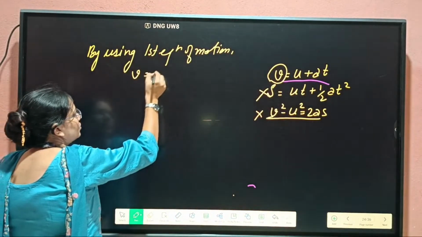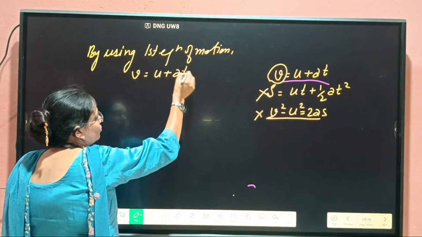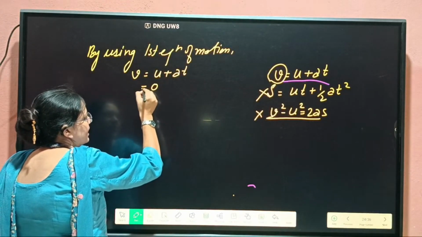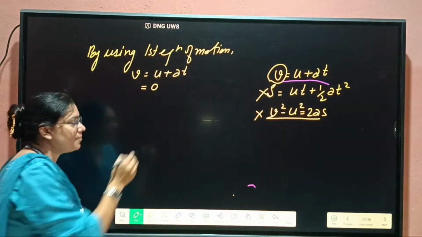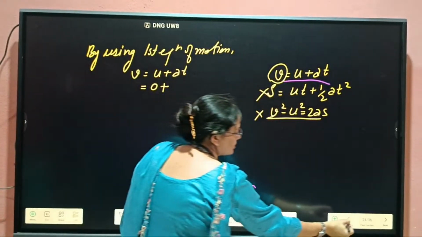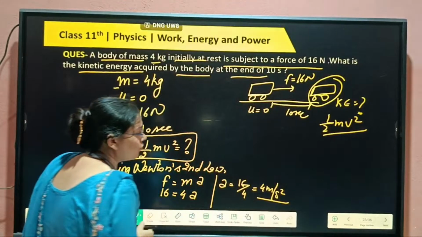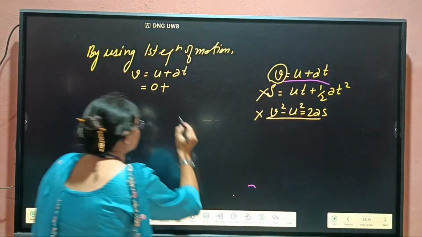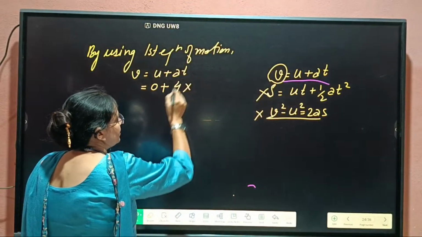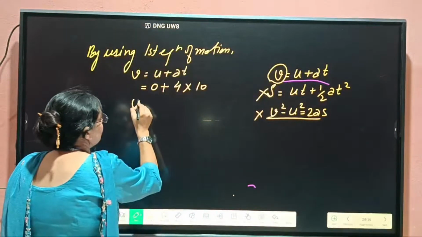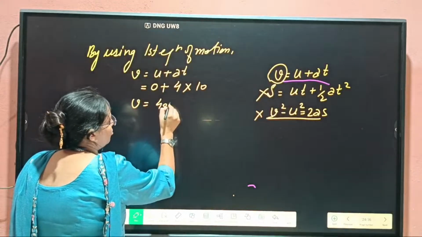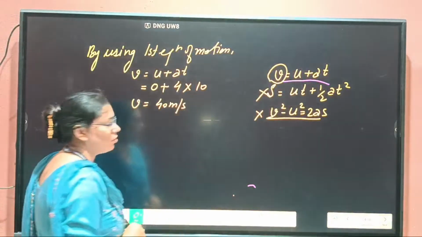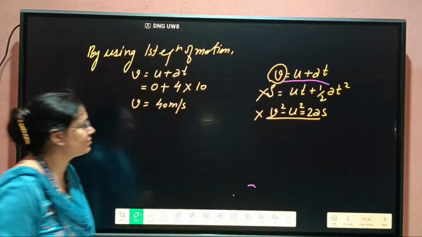So here v equal to u plus at to find out the final velocity. Initially the body is at rest, that's why u will be equal to 0. Acceleration equal to, you see, a is equal to 4 meter per second square and t is equal to 10 second. So final velocity will come out here 40 meter per second. Always write the SI unit of each quantity.